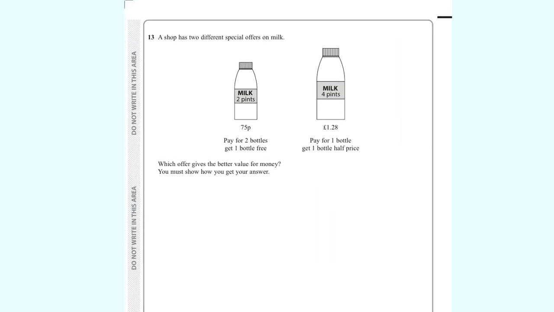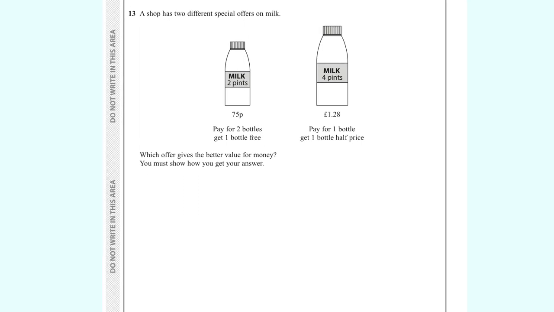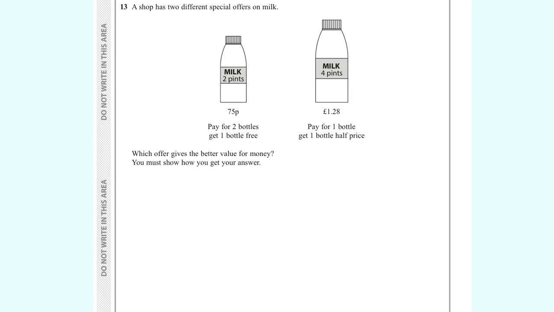Alright, we've got a comparison, we've got some offers. So we're looking at some things about milk, apparently. Alright, so we've got which one is better value for money, classic. Got milk at 2 pints for 75p, but you pay 2 bottles and you get 1 free. Okay, and then we've got pay for 1 bottle and get another bottle half price. Okay, so we pay for 2 bottles of that milk, okay, and get 1 free. So 2 bottles would be, so 75 times 2, which is £1.50, and then we get 1 for free.